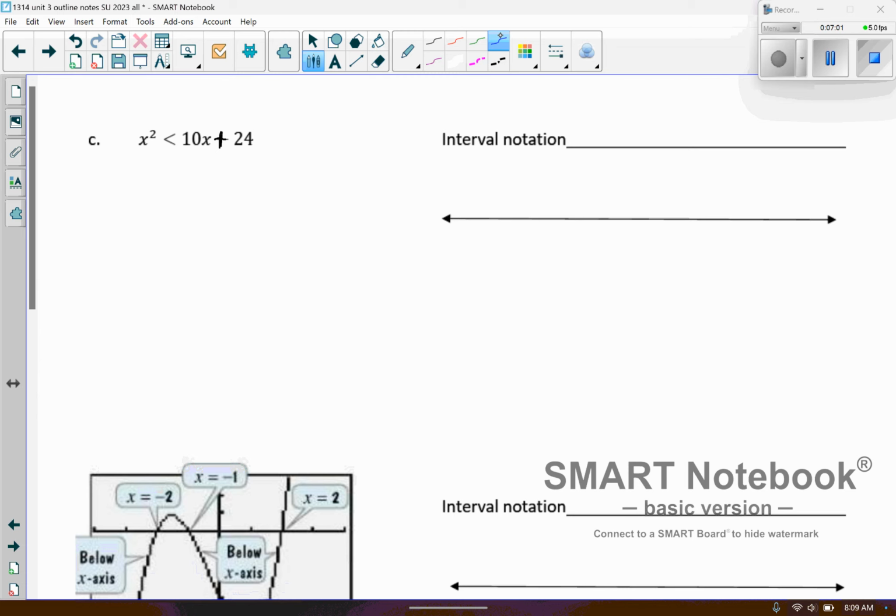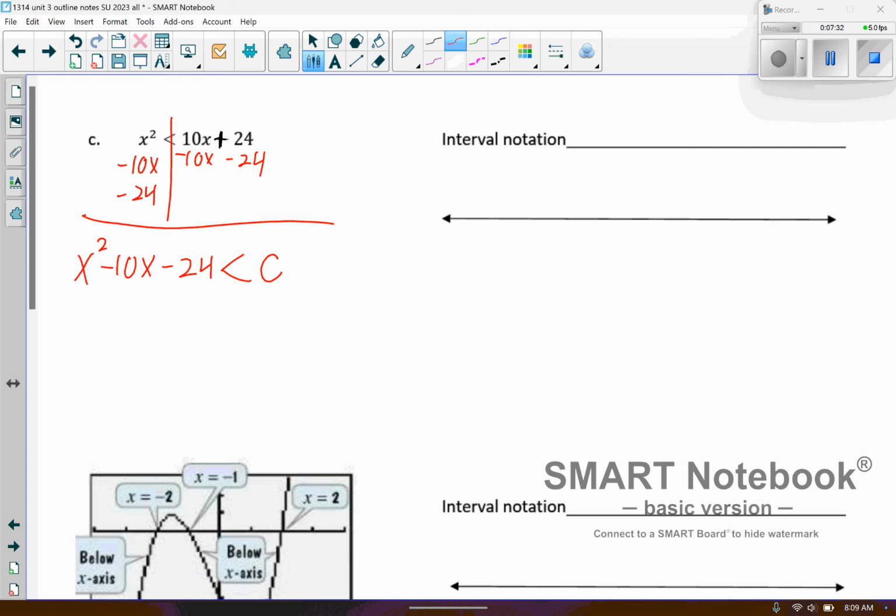I need to set the inequality to 0 so that I can factor it and do the same process we did on the previous page. Not much different, but I have to clean it up a little from what we saw on the previous page. So I'm going to subtract 10x and subtract 24 from both sides. We're going to have x squared minus 10x minus 24 is less than 0. I cleaned it up a little bit, and now we're ready to factor this.